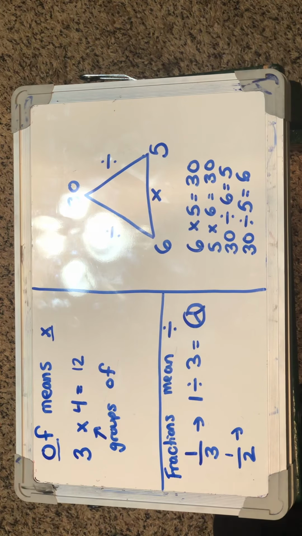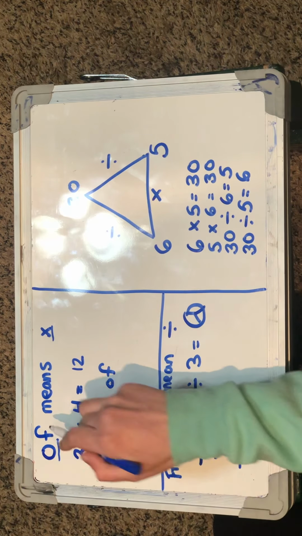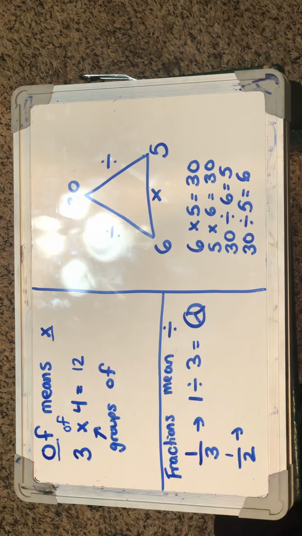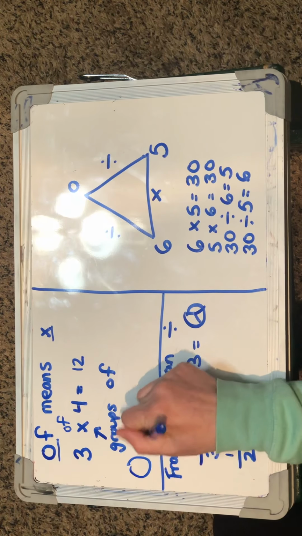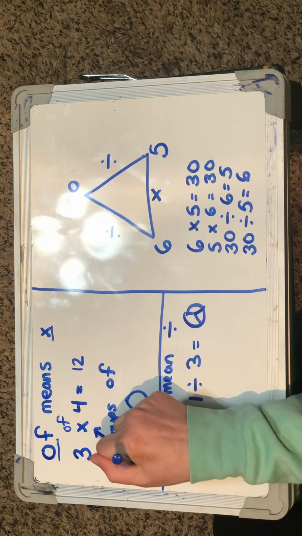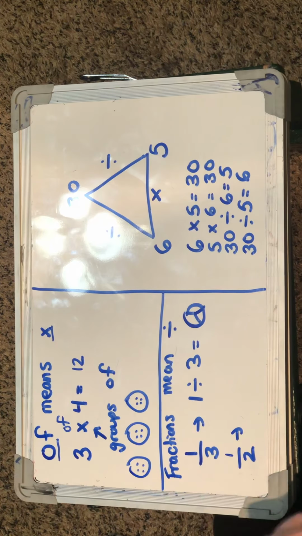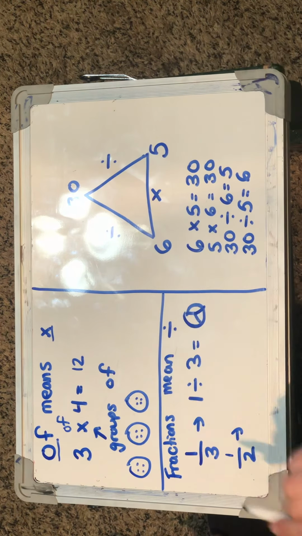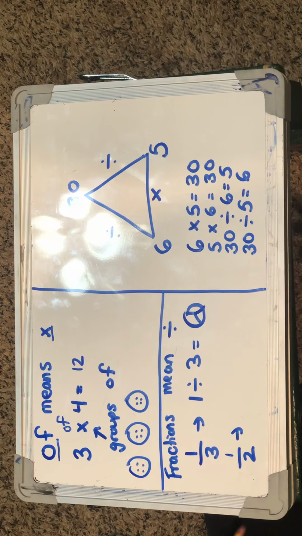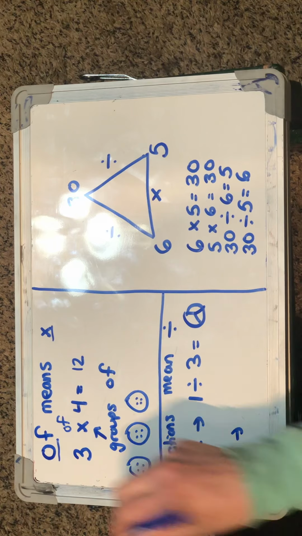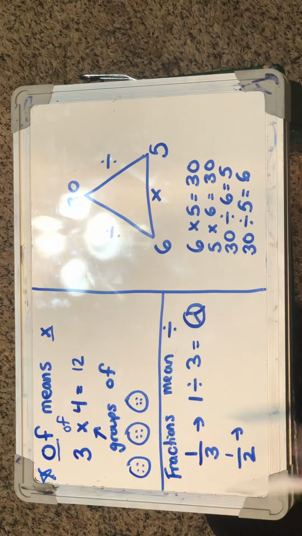So when we were saying 3 times 4, you know that's 12. Why is it 12? Because it's 3 groups of 4. When you see of, you want to remember that that means you're multiplying. 1/3 of 7 means you're multiplying 1/3 times 7. And we're going to talk more about that. But remember, of means multiply.